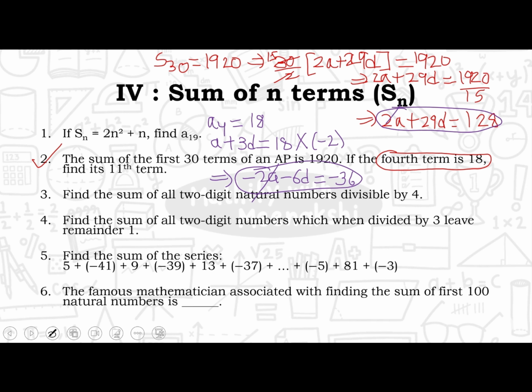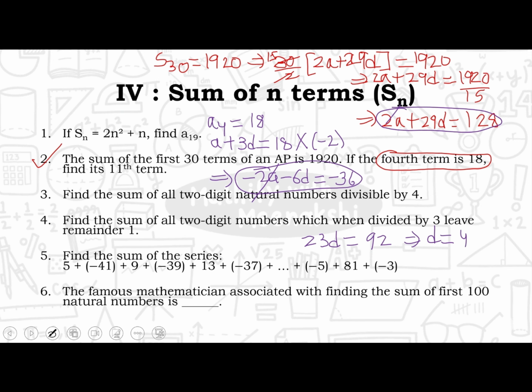2a and 2a get cancelled. So you are left with 29 minus 6, that is 23d is equal to 128 minus 36, that is 92. Now this implies your d is 92 by 23, that is 4. So your d is 4 here.